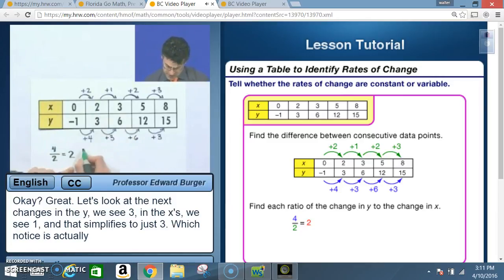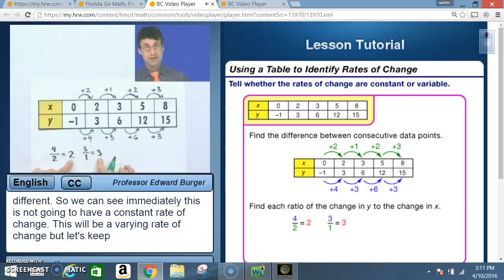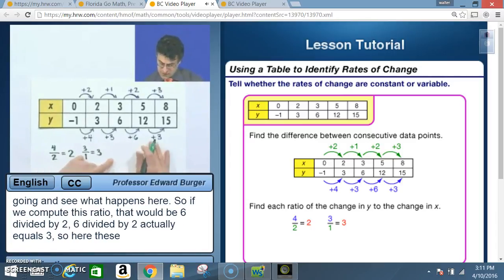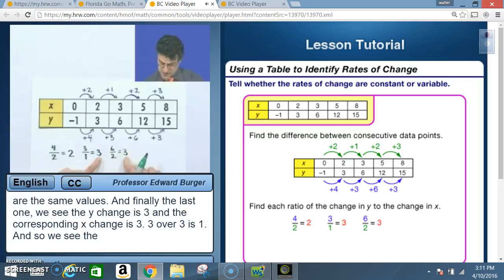In the y, we see 3. In the x's, we see 1. And that simplifies to just 3, which notice is actually different. So we can see immediately this is not going to have a constant rate of change. This will be a varying rate of change. But let's keep going and see what happens here. So if we compute this ratio, that would be 6 divided by 2. 6 divided by 2 actually equals 3. So here these are the same values.